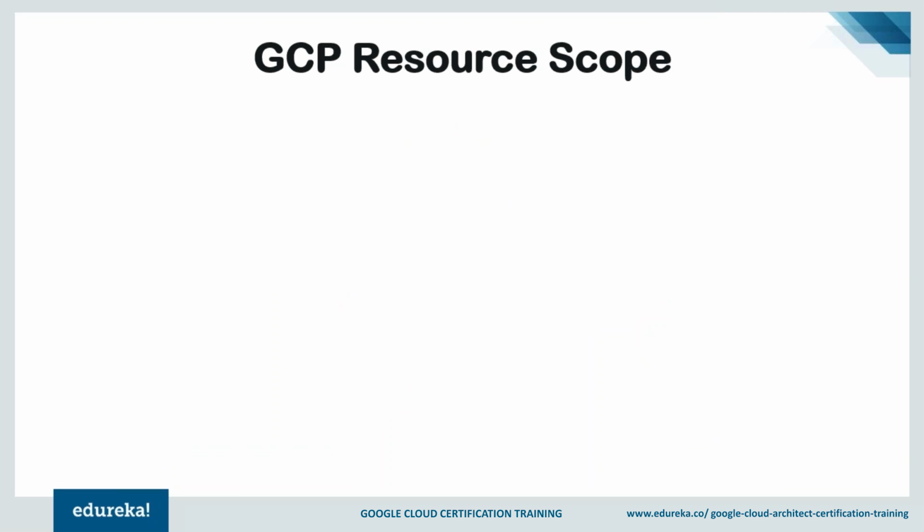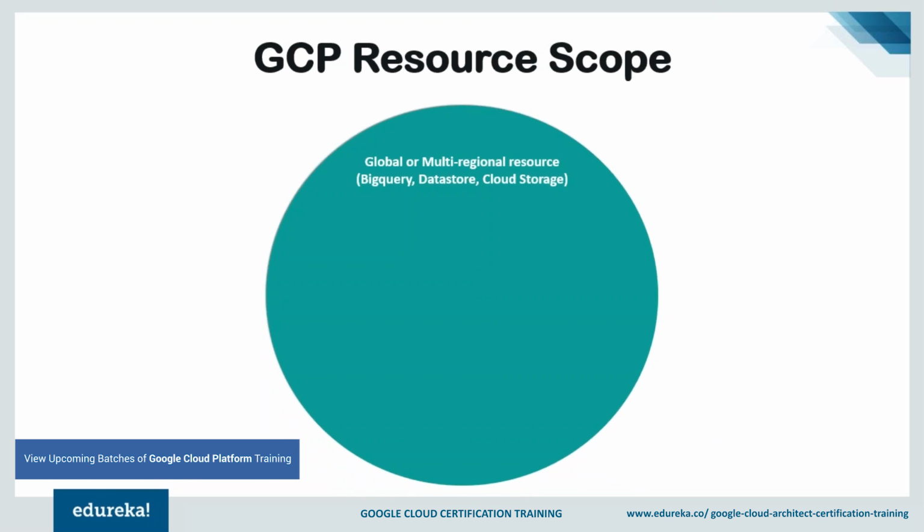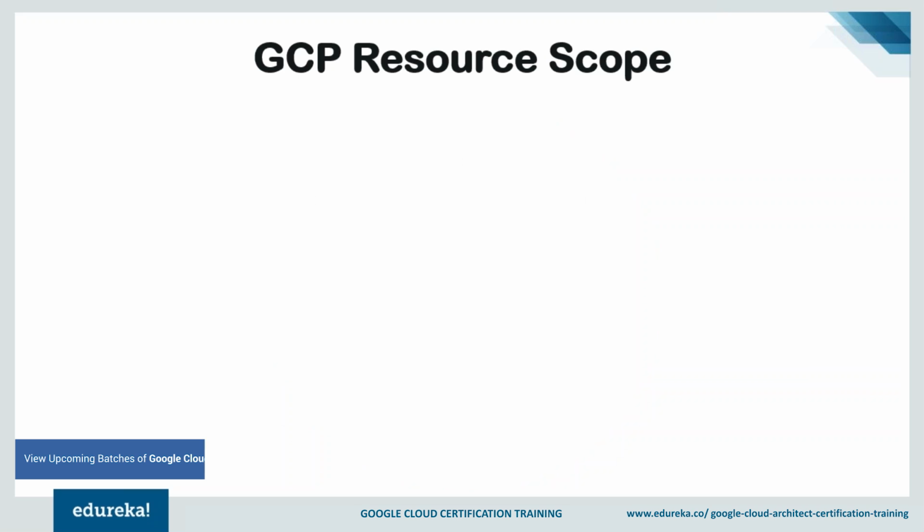Now, a few Google Cloud Platform services are managed by Google to be redundant and distributed within and across regions. These are the global or the multi-regional resources. These popularly include BigQuery, Datastore, and Cloud Storage.